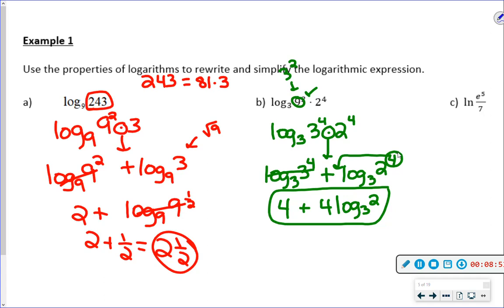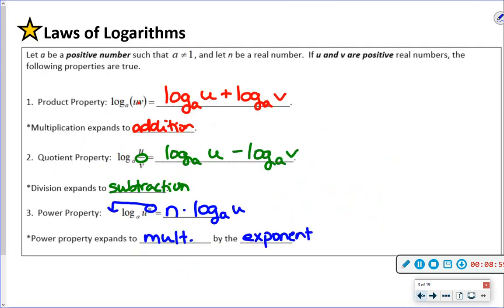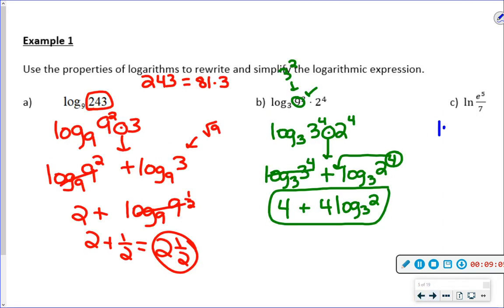All right, we've done some product to addition, obviously. Let's live on the edge and do some quotient. Now remember, quotient expands out to subtraction. Numerator first, denominator second. So I'm going to make this the ln of e to the 5th minus the ln of 7. That's a very sloppy 7. I just sneak it in there.